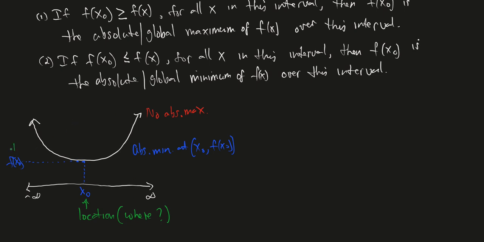The y value gives you the value of the absolute extrema. In other words, it answers the question how much, how high, how low, right? So where does it occur and what is its value? How much is it? How high is it? Or how low is it, right?